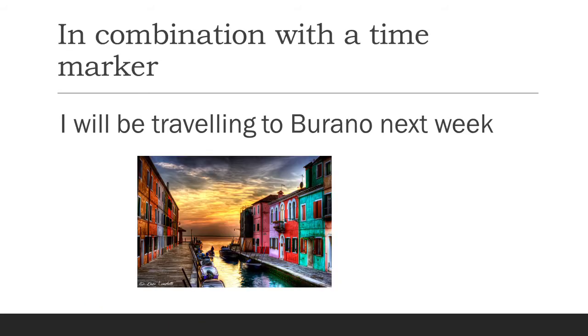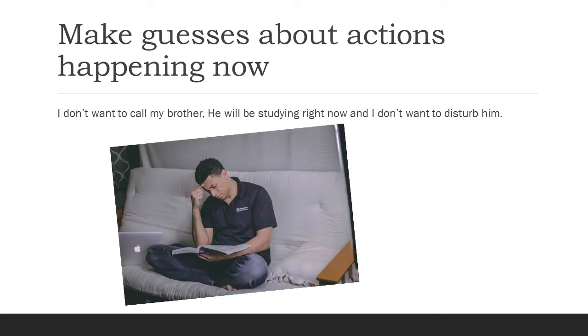And as we know, we are always using a time in the future to talk about sentences, for events. So it is very common to see the future continuous tense being used in combination with a time marker. For example, I will be traveling to Burano next week. You can add any time marker for that matter. You can say tomorrow, the week after, or the day after tomorrow. You can talk about a particular time, 9 a.m. on Friday, etc. So it's always used in combination with a time marker, right?